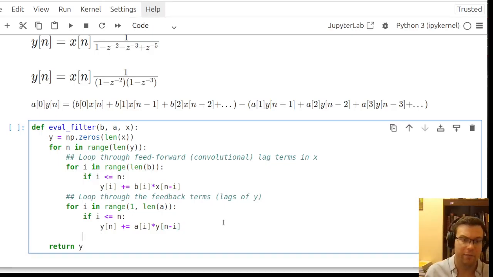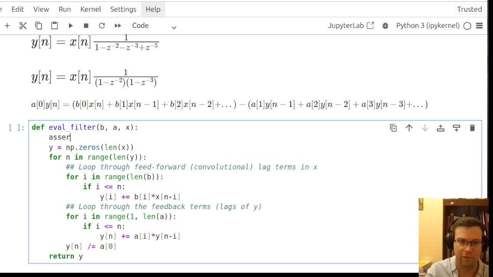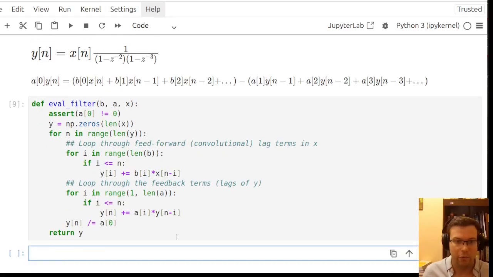And then the last thing we have to do, because we have this a of 0 hanging off in the front here, we have to divide the whole thing at the end. I'm going to have to say that y of n is divided by a of 0. So I better make sure that a of 0 is not equal to 0. Okay, all right, so that's the equation to evaluate this.